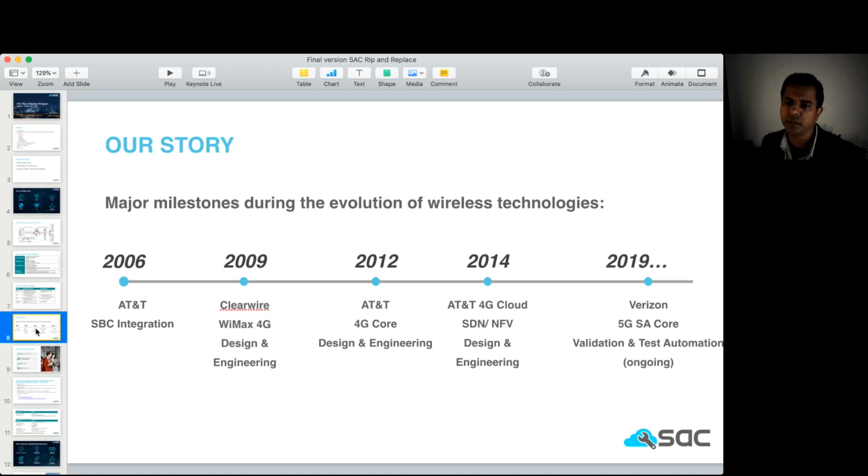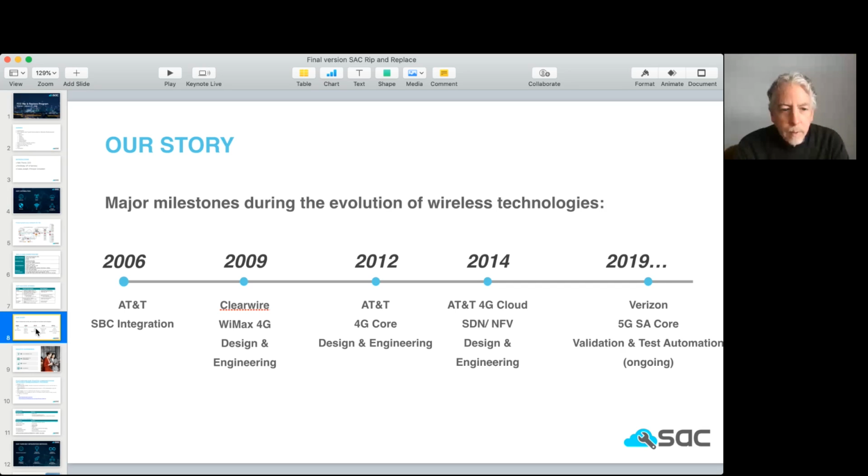So integration testing for Verizon. The project's been going on since 2019. Now we're getting more involved in not only the core, but the security and the test automation of the cloud platforms. Right. Well, thank you, Abhi.